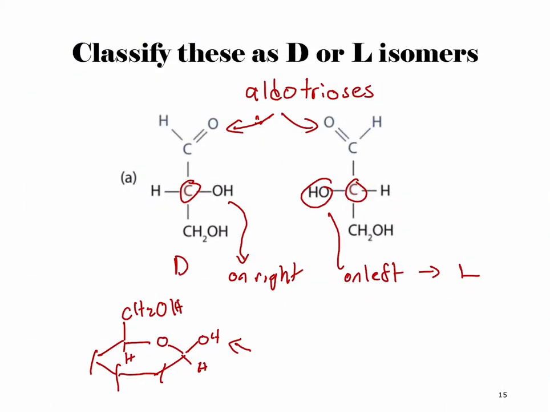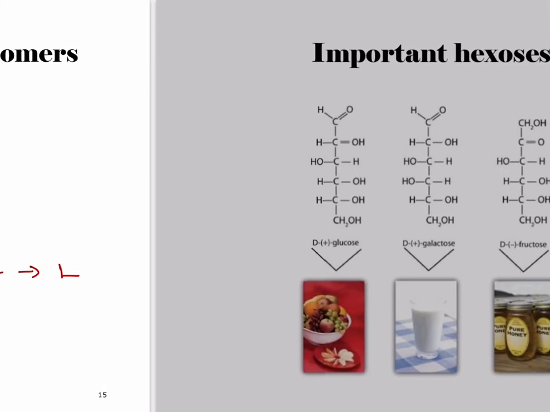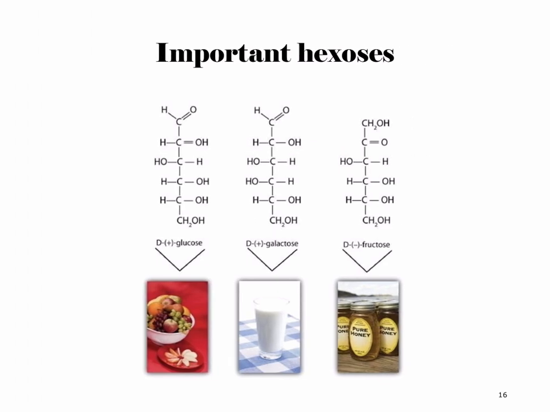So these are the D or L isomers. Here are some important hexoses that you see. We have fructose, galactose, which is the carbohydrate in milk, and glucose, which is a sugar. So for each of these, what is the enantiomer for each of these important carbohydrates? Which enantiomer is each of these?